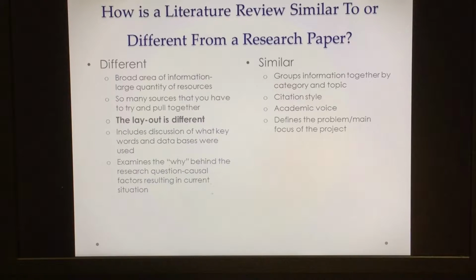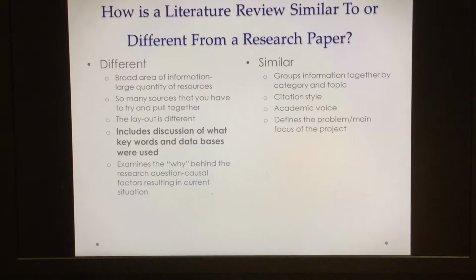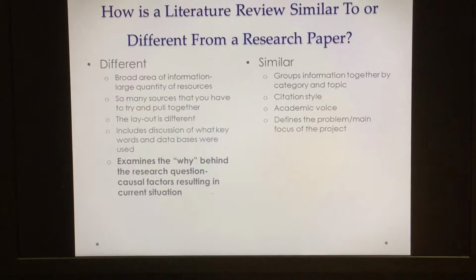It was also noted that the actual layout of the thesis project is different. It has headings and a table of contents, which is not typically seen in a regular research paper. In addition, our literature review is going to include discussion of the key words used in the searches to obtain our evidence, and sometimes a list of the databases from which the scholarly peer-reviewed sources were gathered. In our lit review, we're also being asked to figure out the why behind the research question. We're thinking about the causal factors that have resulted in the current situation being studied.